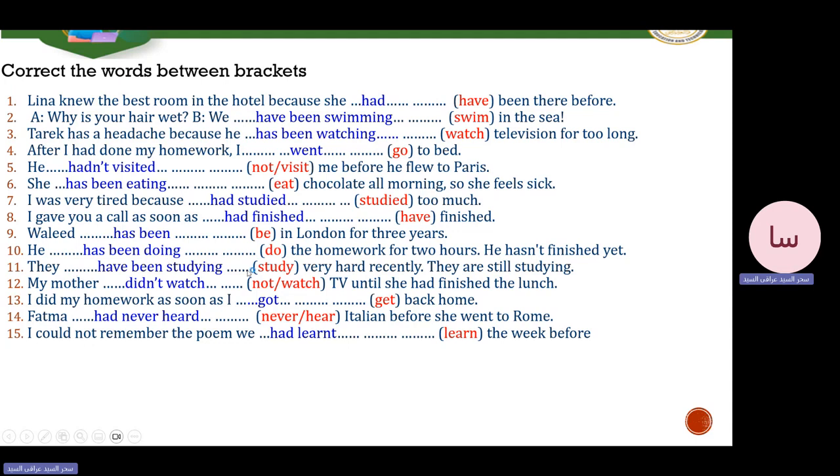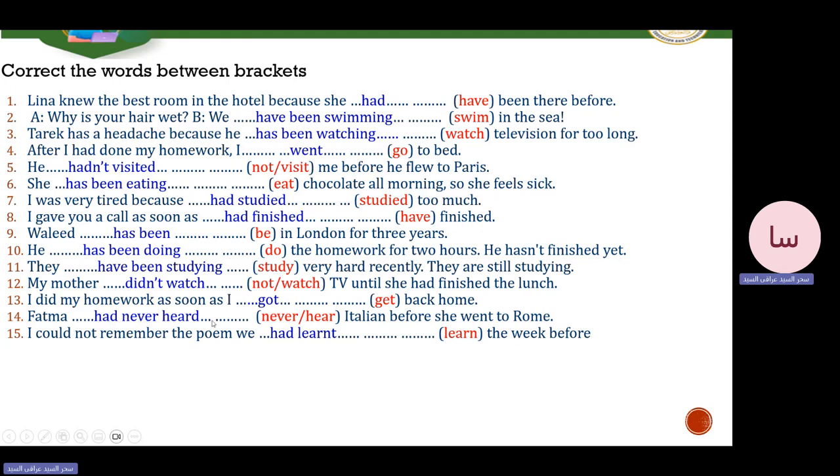They have been studying very hard recently. They are still studying, so they have been studying. My mother didn't watch TV until she had finished the lunch. So she had finished the lunch first, then she watched TV. I did my homework as soon as I got home. So I did my homework as soon as I got to the house. As soon as I got home or I had got home. Both of them are correct.